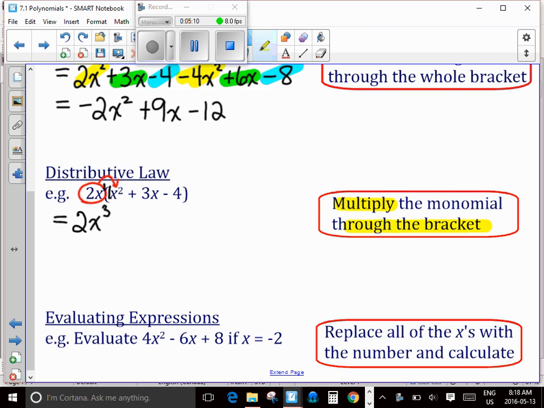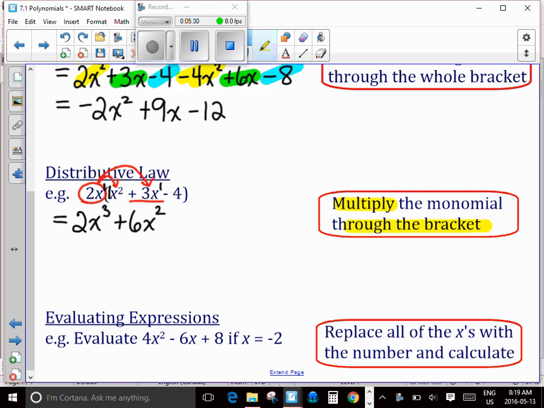And then I'm going to continue to multiply that 2x by the next term, which is positive 3x. So now I'm again multiplying the coefficients, the numbers in front. 2 times 3 gives me 6. And adding the exponents, I've got an x and another x here. That gives me x squared, or 2 x's being multiplied.